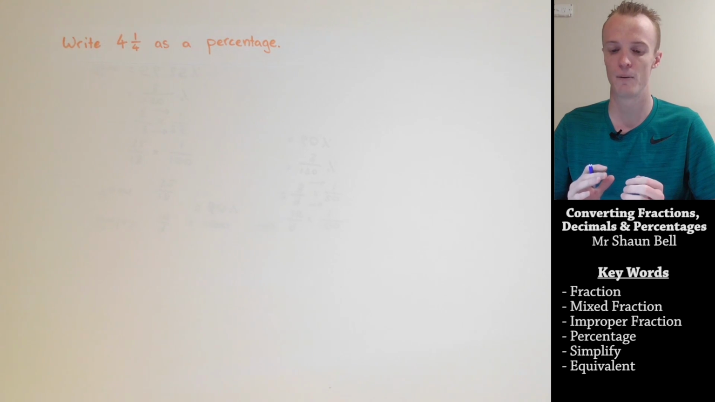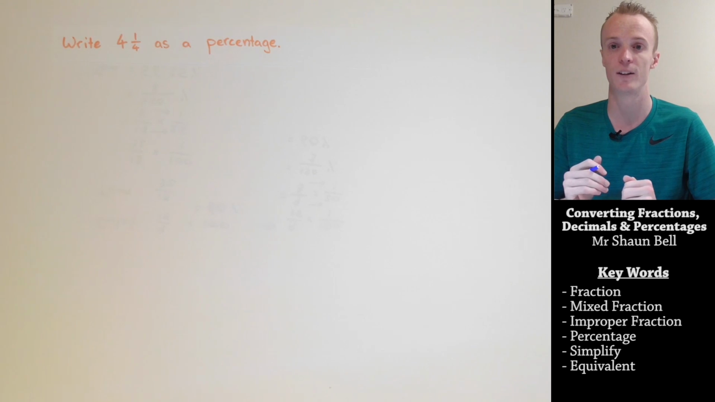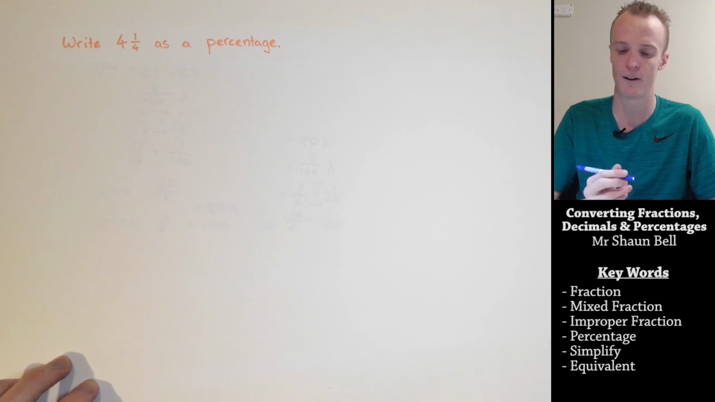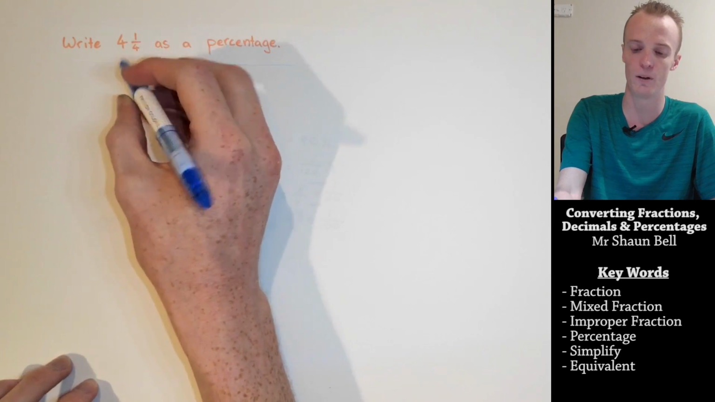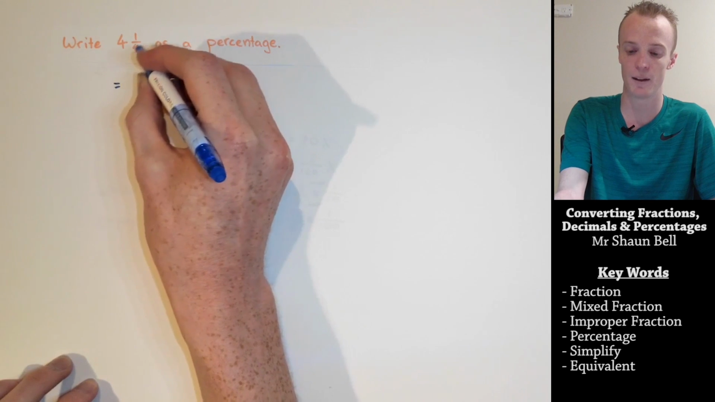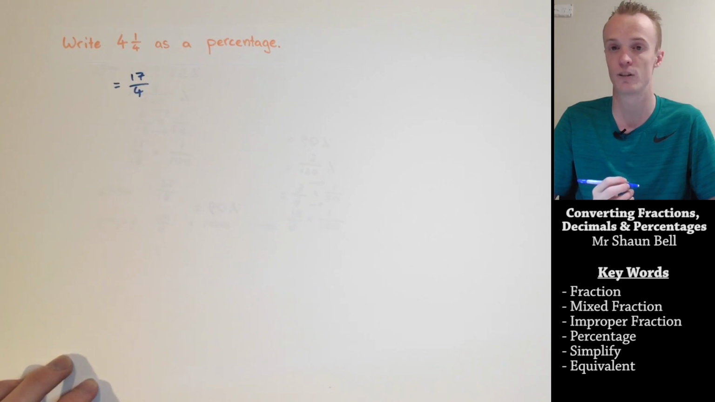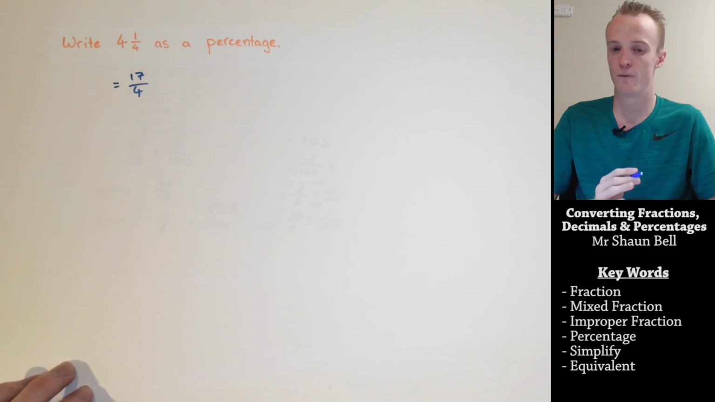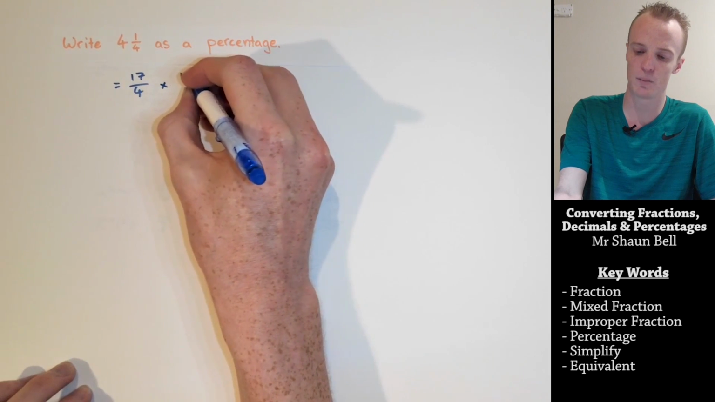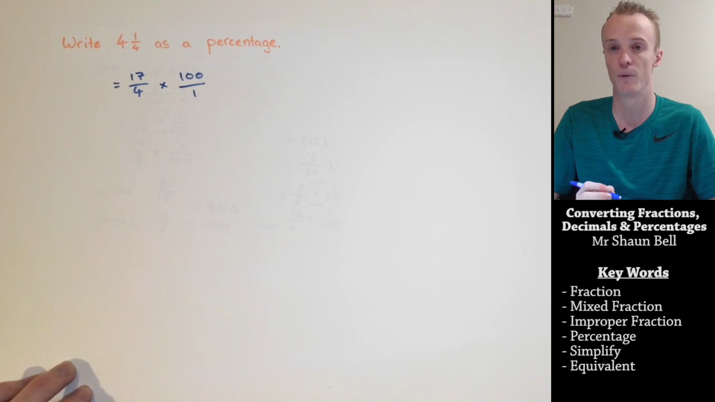So let's consider for a moment converting a mixed fraction such as 4 1/4 that I've got here to a percentage. Now my first step here will be to convert this mixed fraction to an improper fraction. So 4 1/4 is going to be equal to 4 times 4 is 16 plus 1 is 17 over 4 as an improper fraction. Now, as we've just learnt, to convert a fraction to a percentage, we need to multiply by 100. So let's multiply this by 100, representing this as a fraction of 100 over 1.